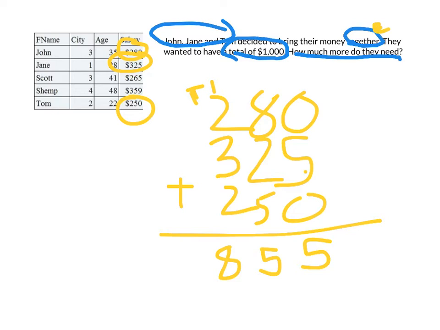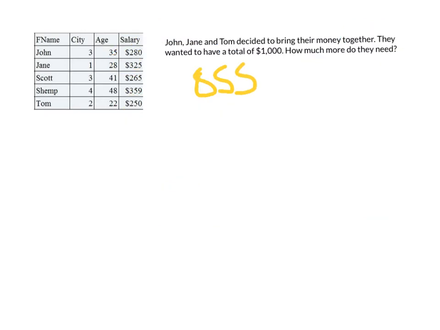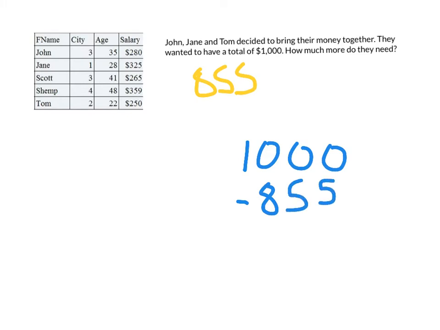But I'm not interested in just how much they have together. I am interested in how much they have to go until they have $1,000. So I know to get from 855 to 1,000, I would have to add money to their total, but I'm going to subtract to figure that out. So they want $1,000. I'm subtracting $855 because that's how much they already have.